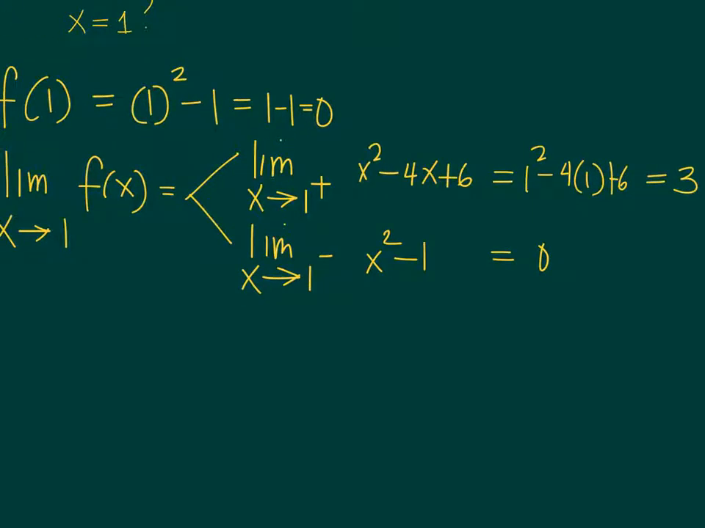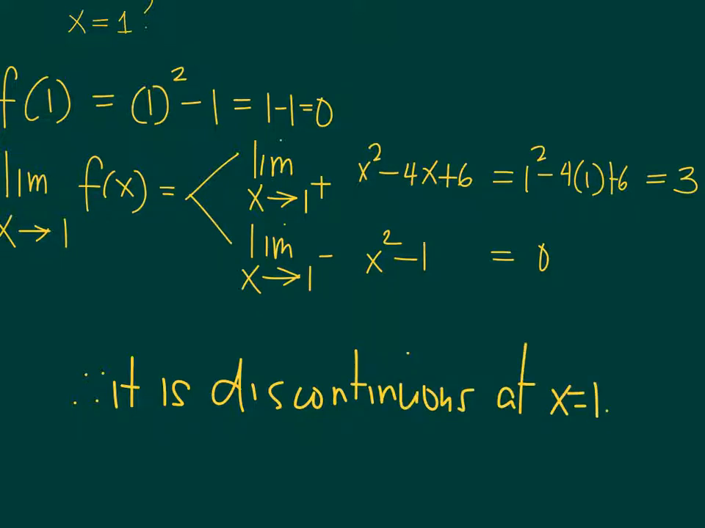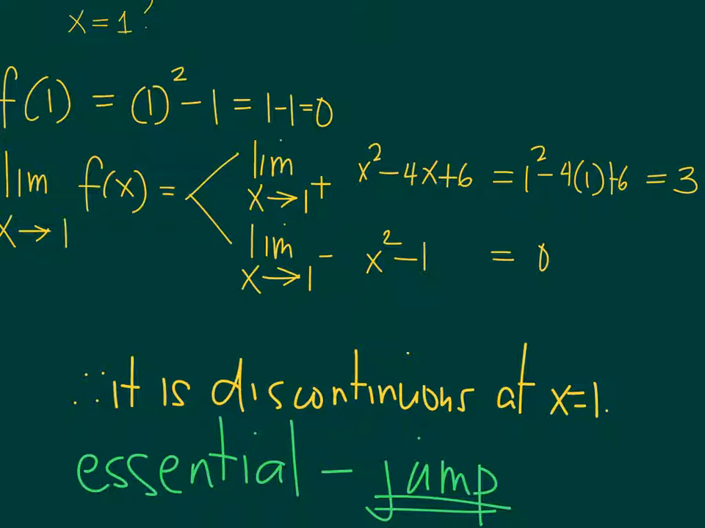So the conclusion is that it is discontinuous at x equals 1. So what type of discontinuity? When they are approaching two different numbers, is it removable or essential? It's essential. And then after essential, what type of essential discontinuity? It's a jump, right? The numbers are different. So it's essential, and to be more specific, this is a jump discontinuity. Okay? So that's how you deal with the piecewise function in terms of discontinuity.